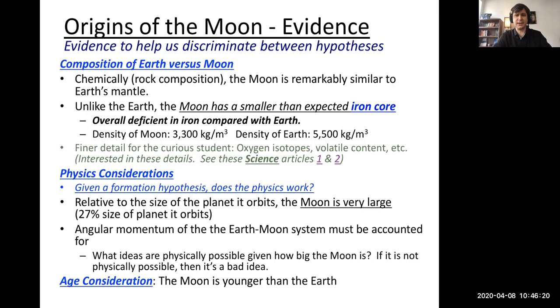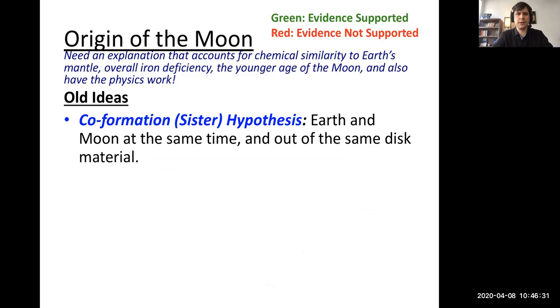So let's dive in. We're going to go through the historical ones, and we will end with the correct, or I should say, the currently accepted hypothesis of how the moon formed. So, the origin of the moon. One of the first ideas is one of the most natural ideas. It's called the co-formation hypothesis, sometimes called the sister hypothesis.